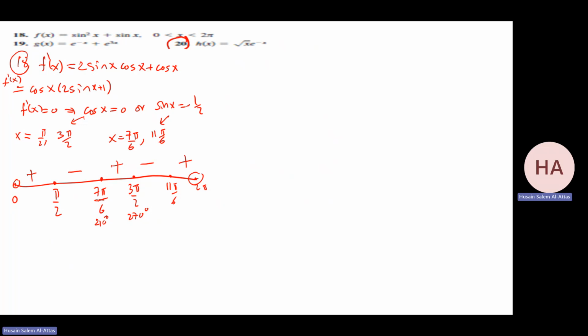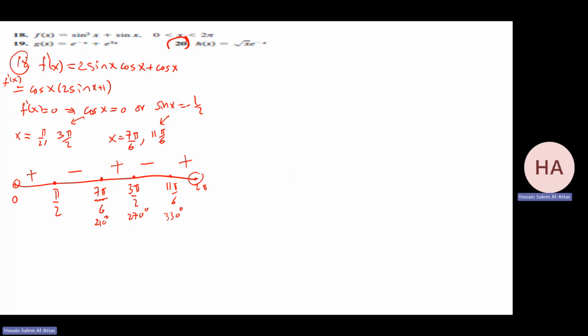It's 360 minus 30, so that's 330. So I can take, for example, 300. At 300, I know sine is what? Minus square root 3 over 2. So it will be minus square root of 3 plus 1. That will be negative. And cosine is positive, fourth quadrant, so that will be negative, and so on.